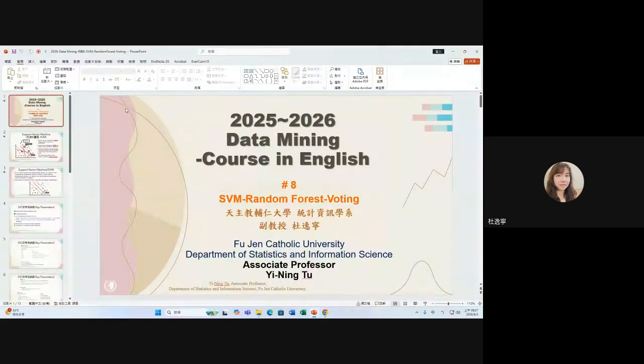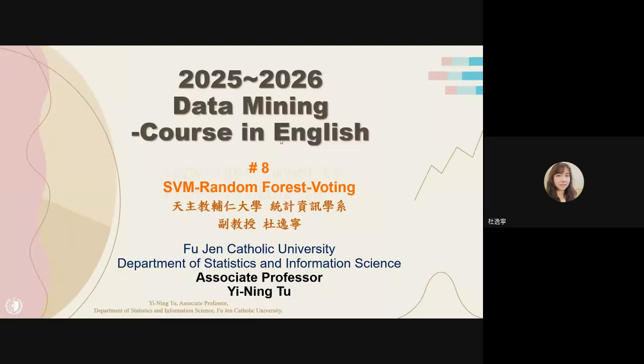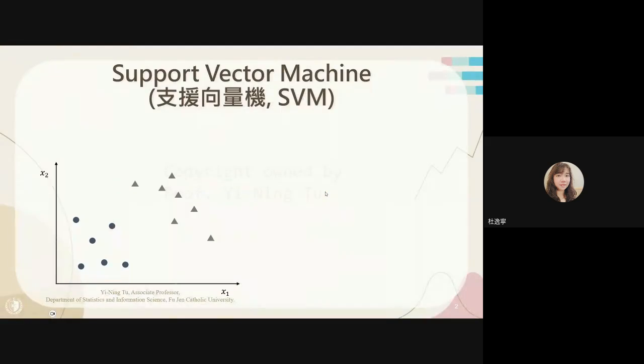Okay, so today we were talking about another new classification algorithm, including the SVM, random forest, and voting. First of all, we will introduce the support vector machine, also we call it SVM, 支援向量机. What is that? Support vector machine, we also call it support vector classification, SVC. It is a support vector machine for classification.